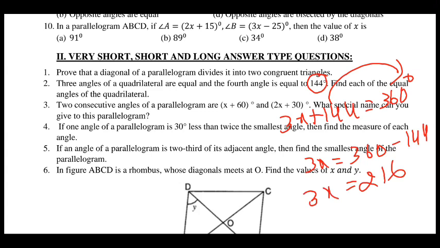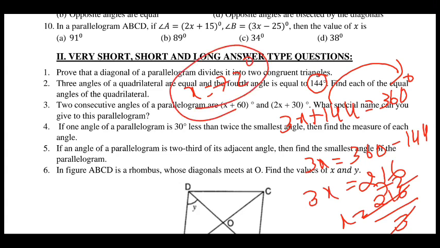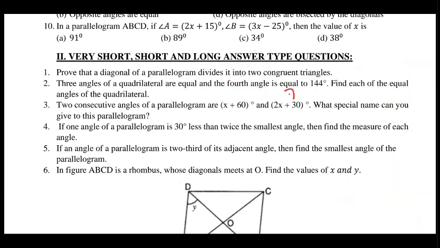And what is x? x is equal to 216 over 3. What is 216 over 3? 3 ones are 3, 3 sevens are 21, 3 twos are 6. x is equal to 72 degrees. This is your answer. The question they have given you is to find each of the equal angles, which is 72 degrees. You have to write this: angle A is equal to 72, angle B is equal to 72, angle C is equal to 72, and angle D is equal to 144 degrees. That's all. Understood?